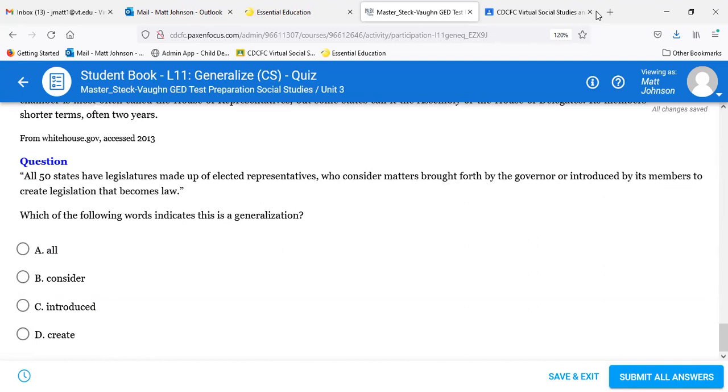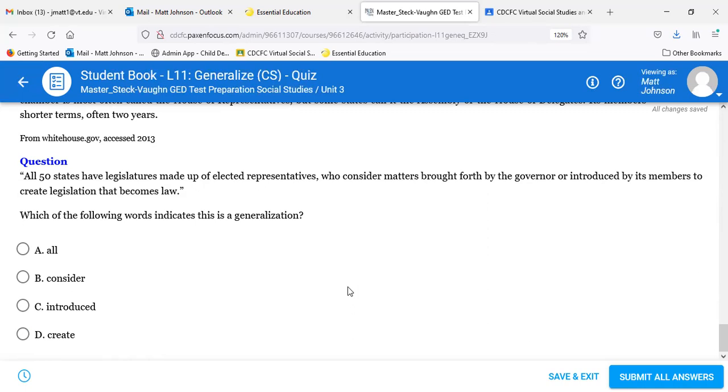All 50 states have legislatures made up of elected representatives who consider matters brought forth by the governor or introduced by its members to create legislation that becomes law. Which of the following words indicates this is a generalization? A, all. B, consider. C, introduce. And D, create.